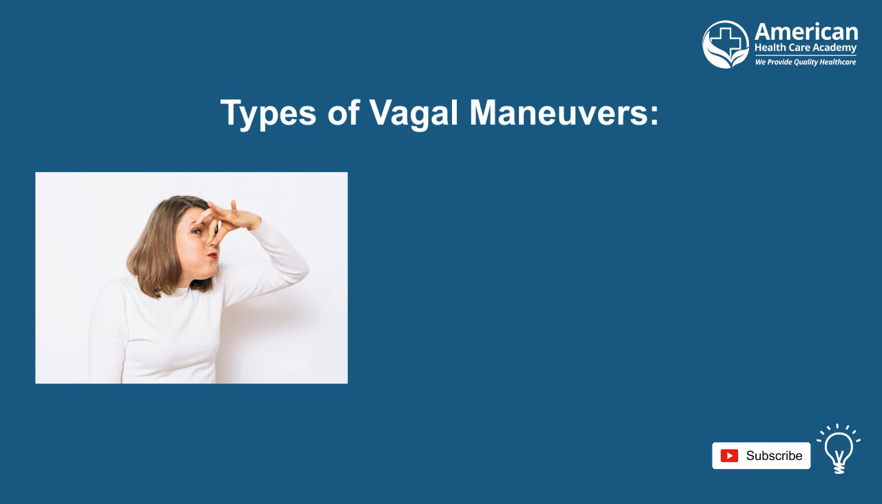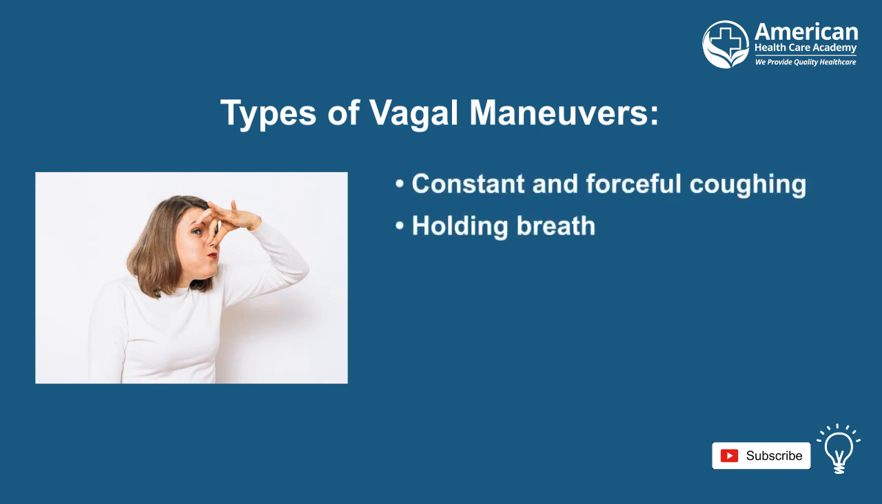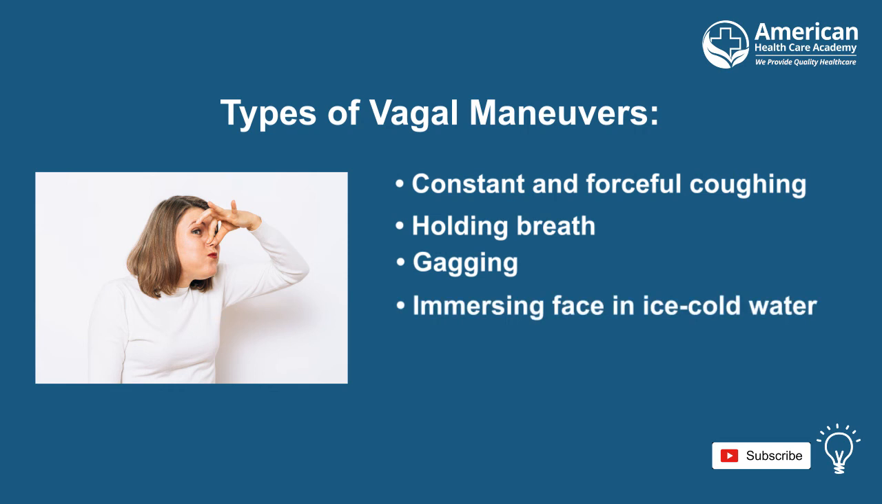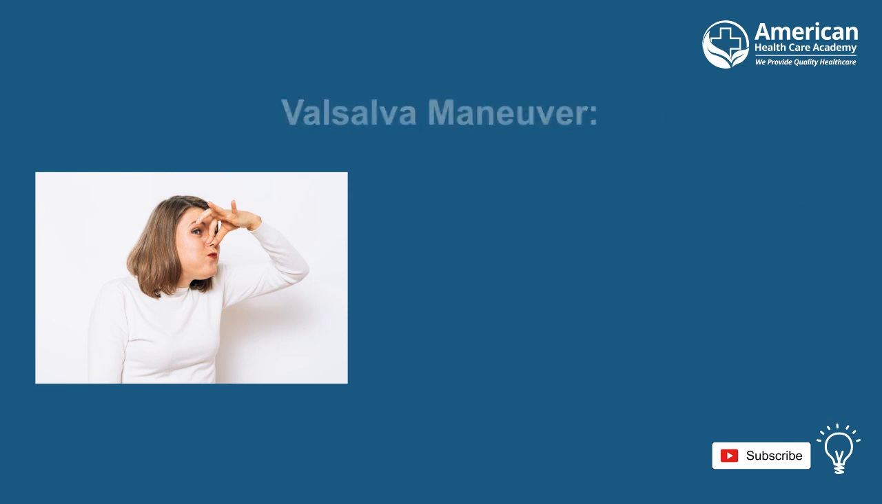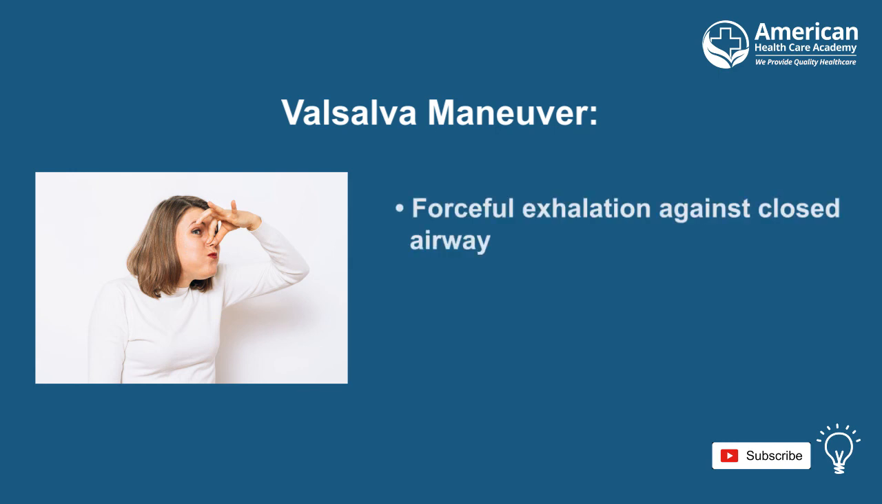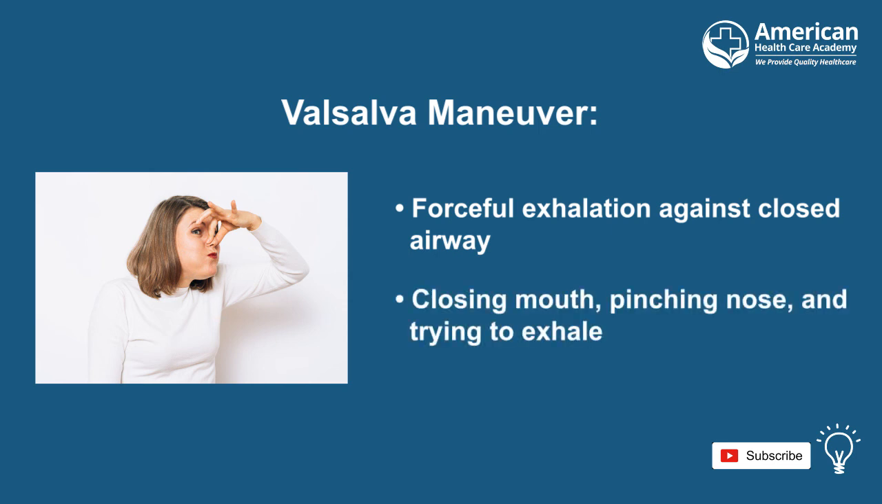Different types of vagal maneuvers include constant and forceful coughing, holding your breath, gagging, immersing your face in ice-cold water, applying carotid sinus pressure by putting slight pressure on the carotid sinus for about 5 seconds, or the Valsalva Maneuver, which is forceful exhalation against a closed airway. An example of the Valsalva Maneuver is closing your mouth while also pinching your nose and then trying to exhale, as if blowing up a balloon.